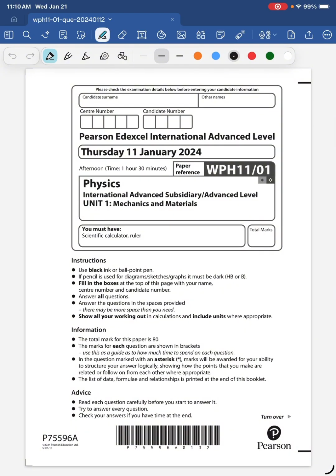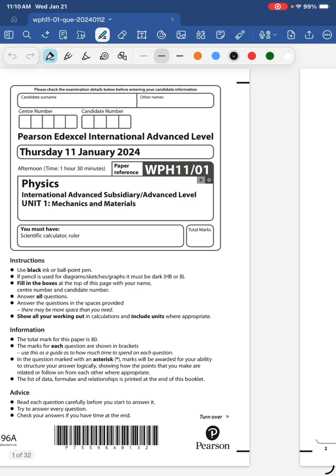The plan has always been to incorporate Unit 1 lessons and past papers as well as Unit 2 and Unit 3 papers and lessons in this channel, but I haven't got around to do that. But anyway, it's good to start from somewhere. So let's do the January 2024 paper and let's dive in.